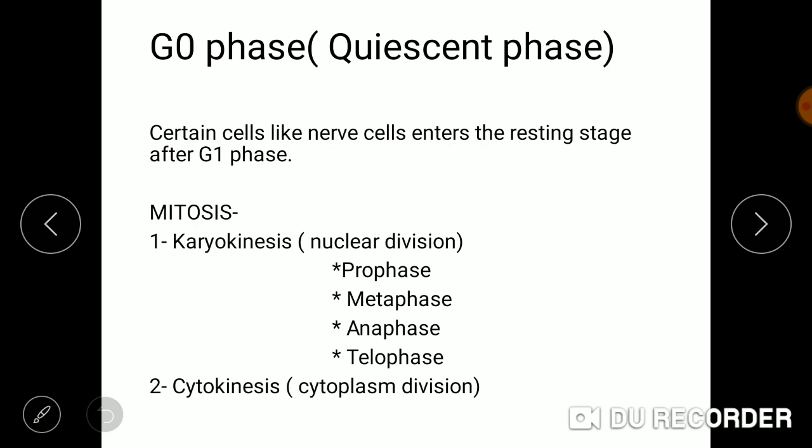Only certain specific cells do this. What are those specific cells? Like nerve cells, like brain cells. Why do they do so? They do so because they further do not need any kind of cell division.